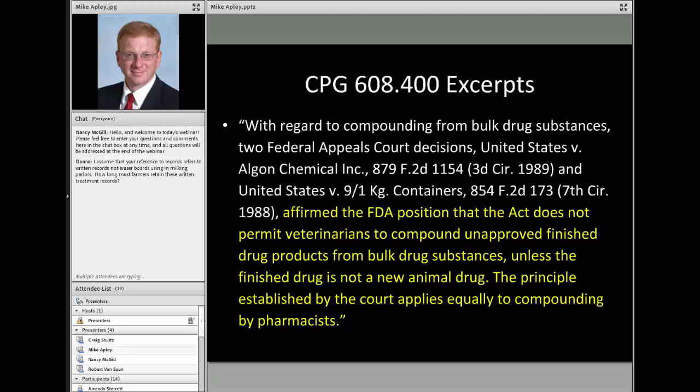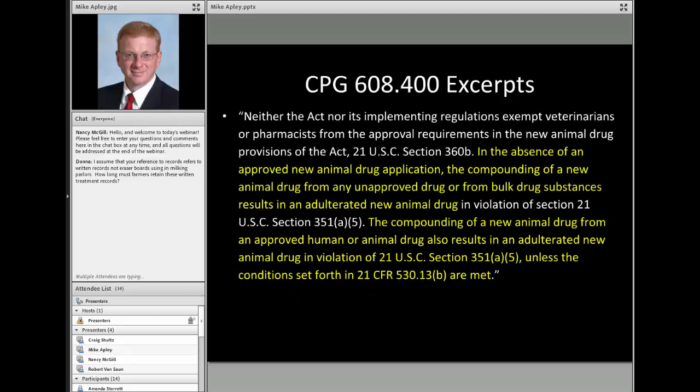This one just says the FDA has been affirmed to have the authority to regulate compounded drugs. And this one just points out that you cannot compound from anything other than an approved drug. So the takeaway from my part on the compounding would be that it's very complex, and I think compounded products are absolutely a last-ditch effort.